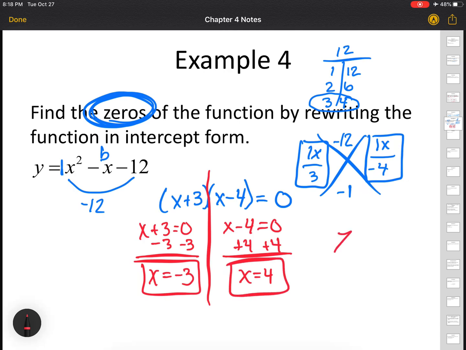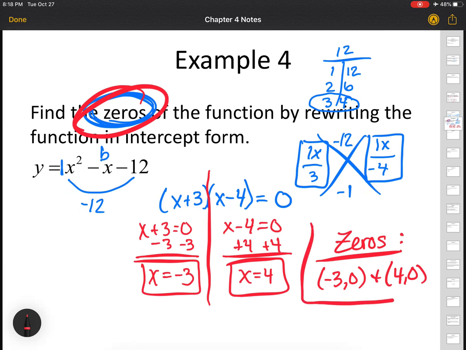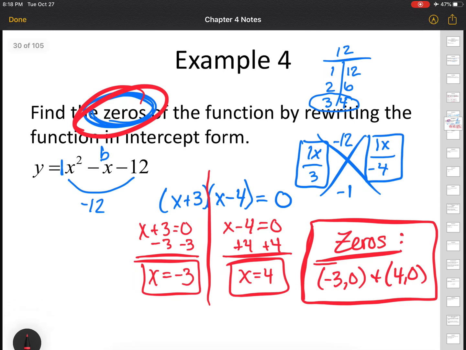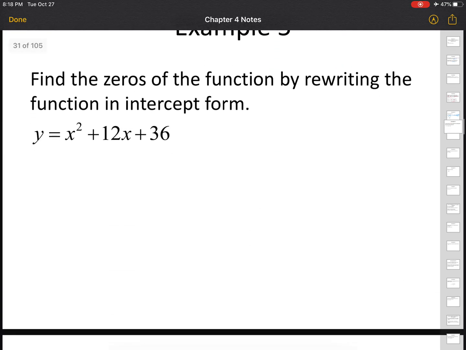Okay, so my zeros in this case, if I put them as points, that's negative 3, 0, and 4, 0. So if they ask for zeros, make sure they are in point form here. So there are my zeros for that quadratic equation. They are crossing the x-axis at negative 3, 0, and 4, 0. And we have one more here.